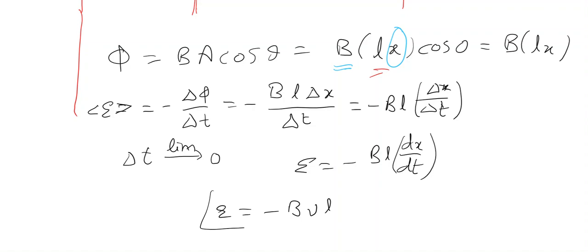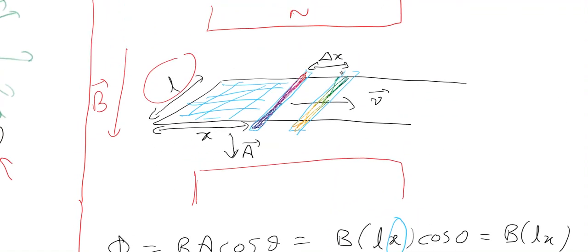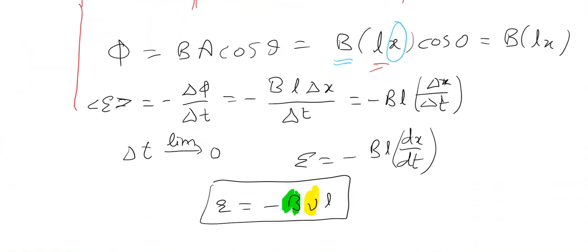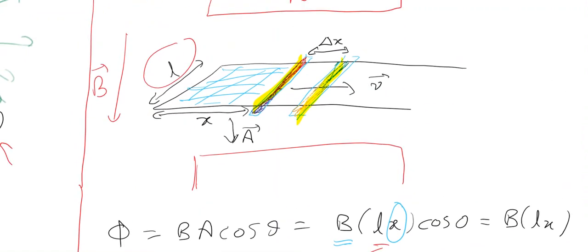This is the expression for motional EMF, which says that the induced EMF depends on the strength of the magnetic field, that is B. It depends on how fast you are changing flux, which is characterized by v. If you move this rod very fast, you are changing flux at a faster rate, so the induced EMF will be more, and it depends on L. L is the length of this rod.